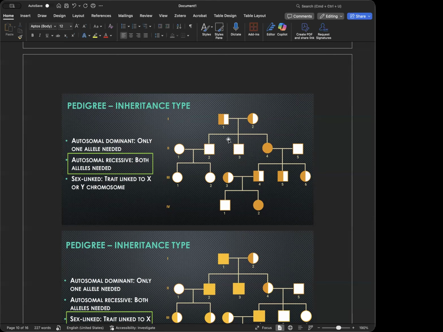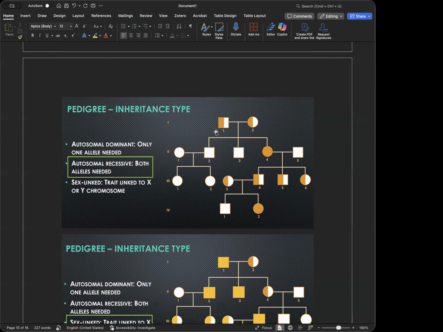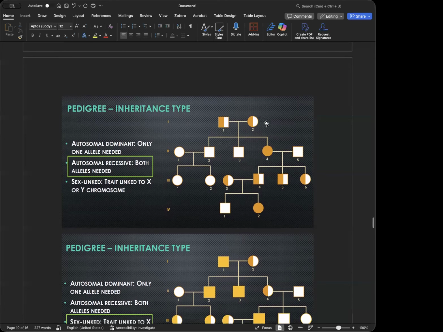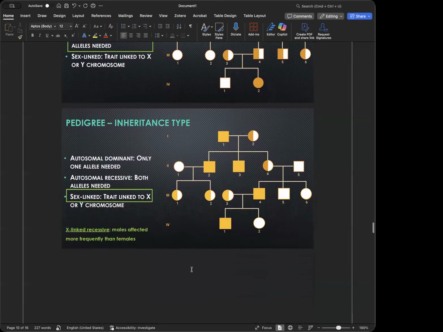So this is a giveaway for recessive traits: you will see skips in generations. So this generation technically not affected. This one is. This generation technically not affected. This one is.